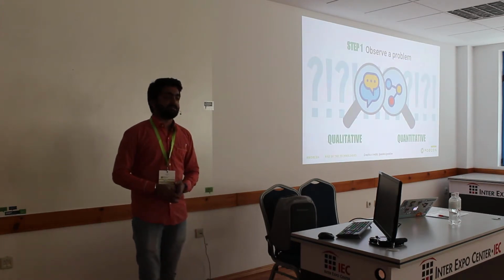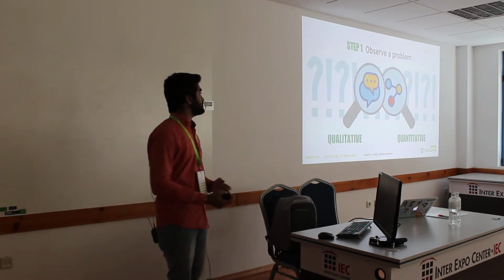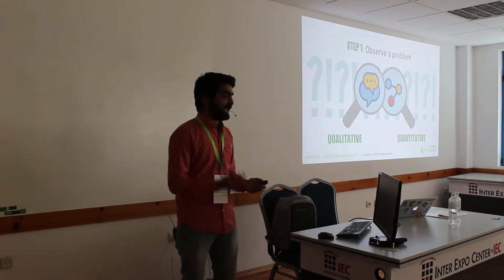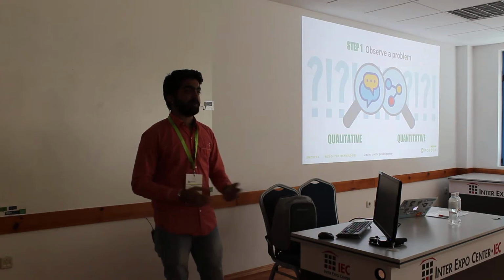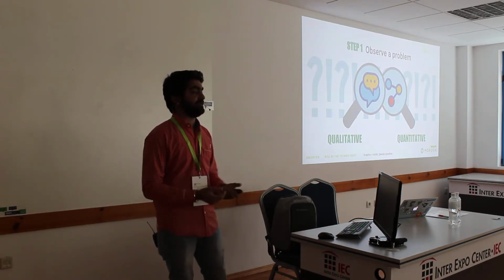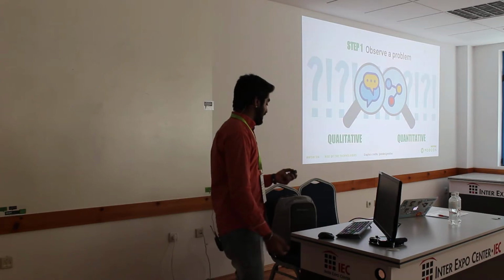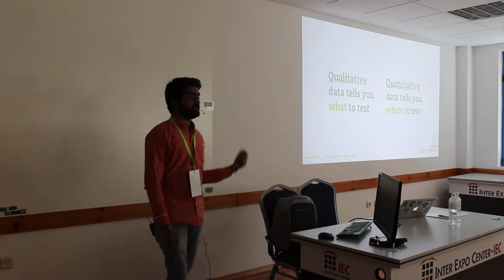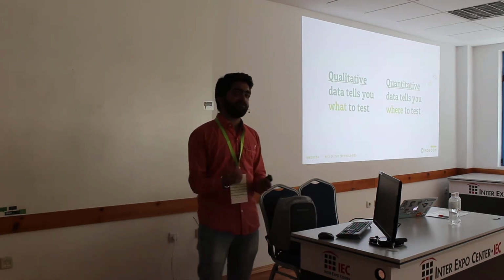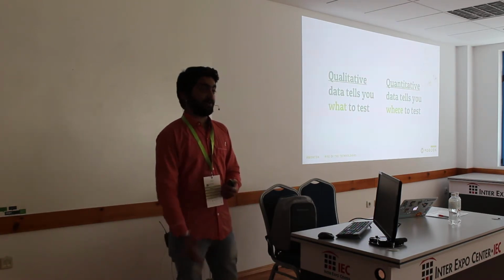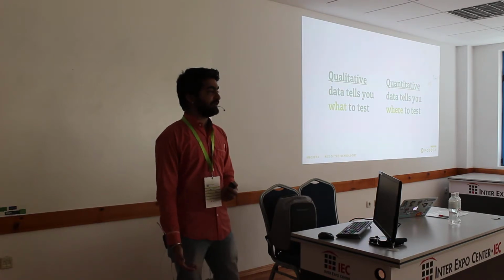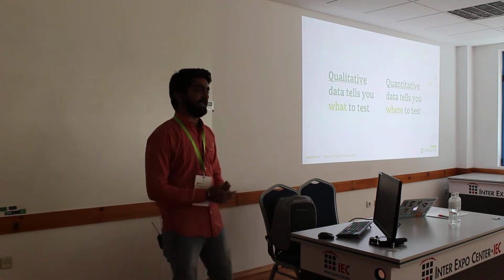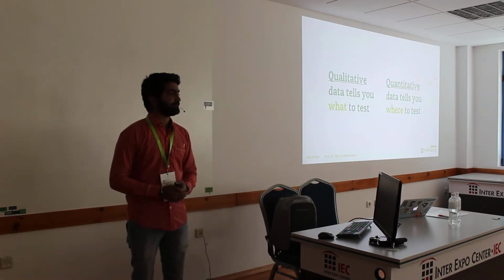So the first step is you want to observe a problem. How do you do it? You should have either qualitative data or quantitative data to make a decision about what the problem is. And how that helps is, qualitative data tells you what you can test. It provides you an indication that there is something going wrong, or there is scope for improvement, and what exactly you can test. While the quantitative data gives you where exactly to test.